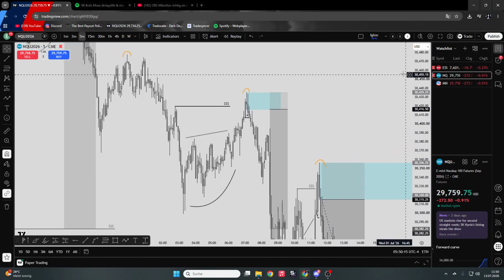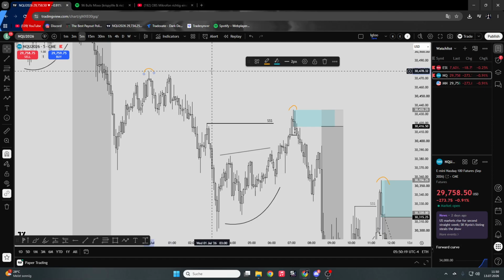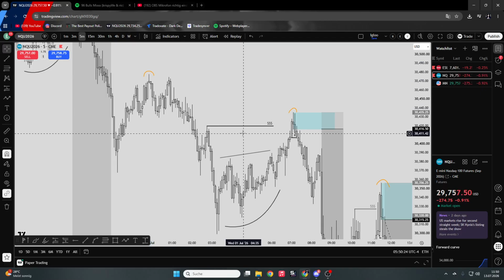So, I'm going to the next one. This is another good example to explain it to you. I told you before, once we create another high, you will see if this is protected or not, right?